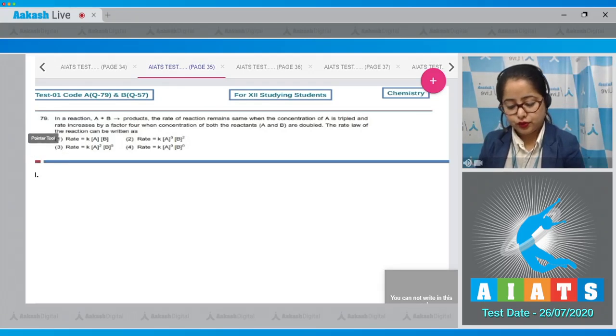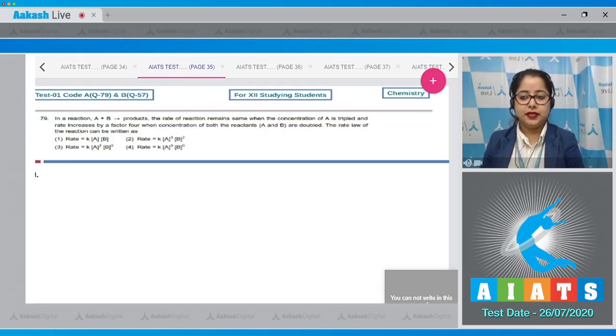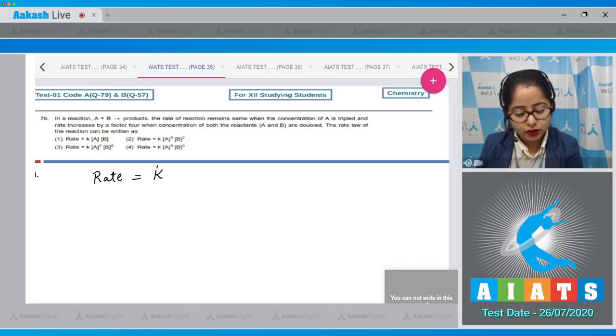Let's read the question, students. In a reaction, A plus B gives product. The rate of reaction remains same when the concentration of A is tripled, and rate increases by a factor 4 when the concentration of both the reactant A and B are doubled. The rate law of the reaction can be written as. Students, for this question, first of all, we need to see that the rate expression is given as rate equals to K, that is rate constant, then the concentration of A raised to the power X and the concentration of B raised to the power Y.